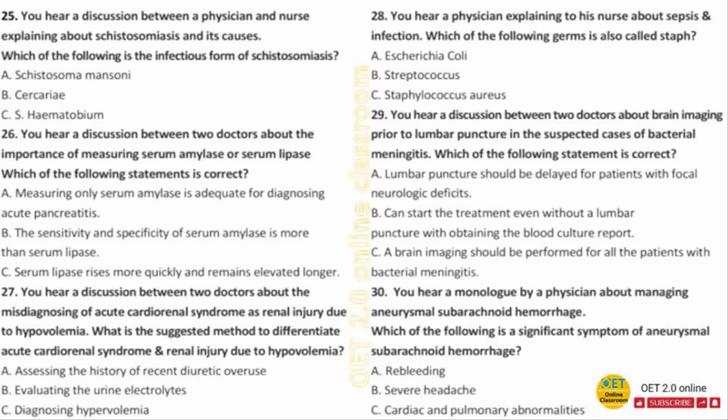Question 29. You hear a discussion between 2 doctors about brain imaging prior to lumbar puncture in the suspected cases of bacterial meningitis. Now read the question.